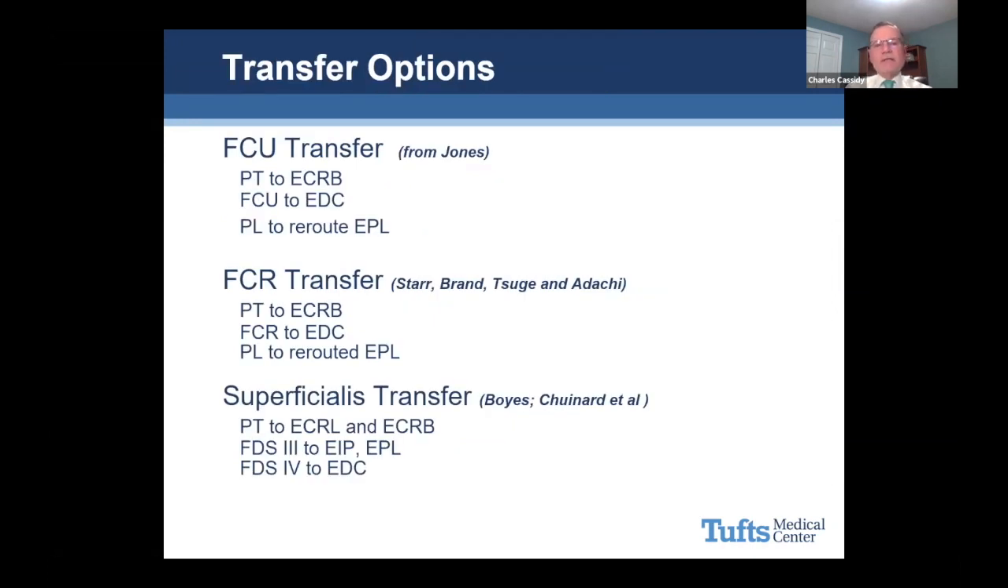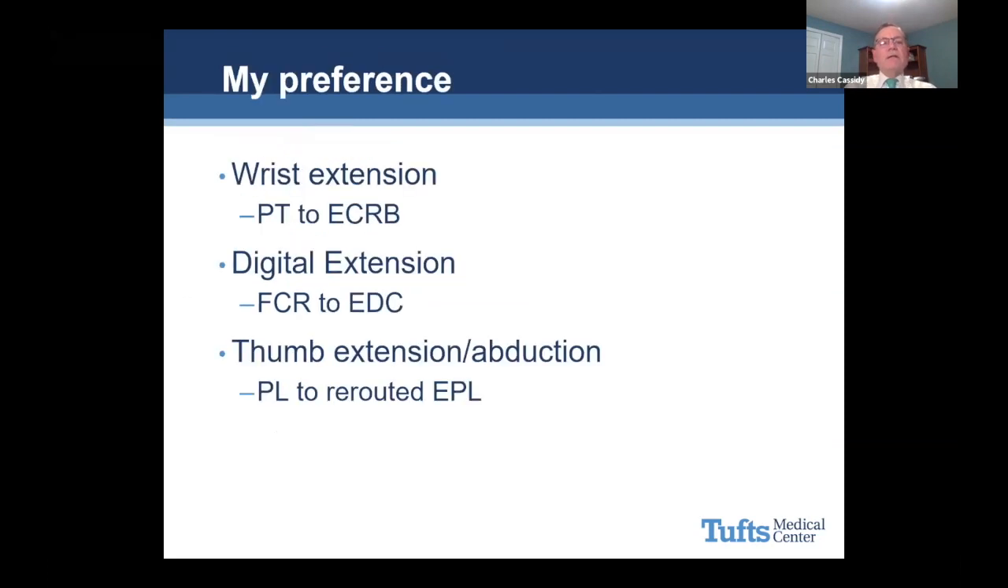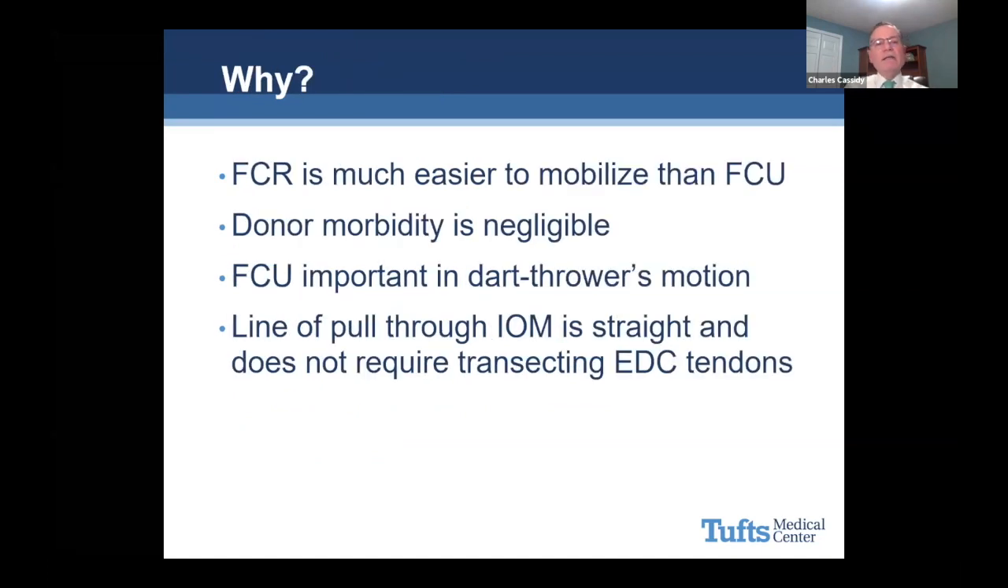So there are groups of transfers that are well described, and the name of the transfer, not the eponym, is with respect to the transfer to the digital extensors. They share in common pronator teres to wrist extensor, in all 3 of the most common. My preference is pronator teres to ECRB, so it centralizes the transfer. For digital extension, the FCR to the EDC, and for thumb extension and abduction, the palmaris longus to the rerouted EPL. Why? The FCR is much easier to mobilize than the FCU.